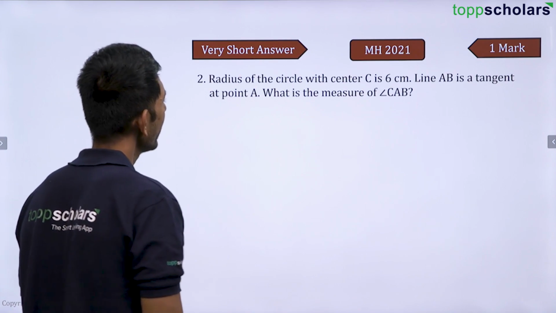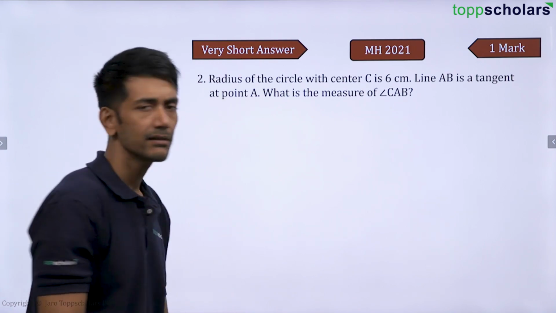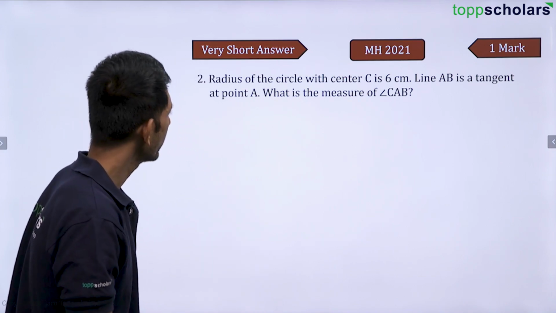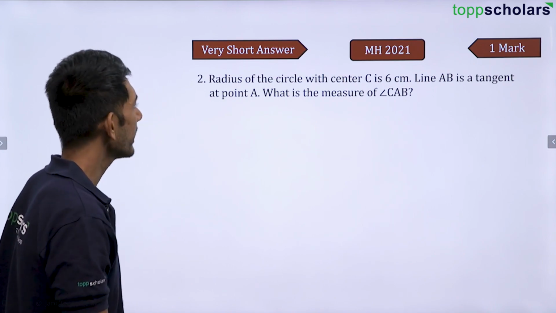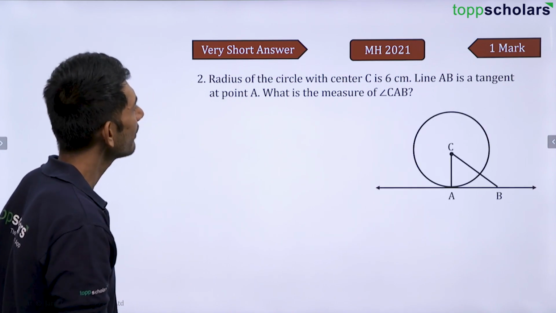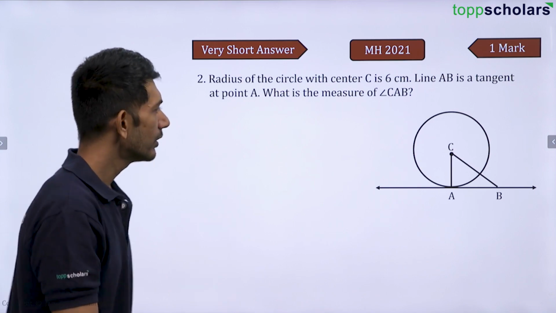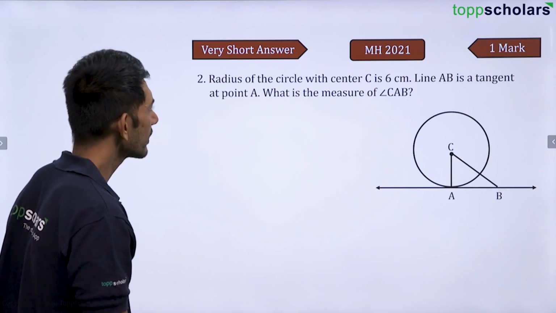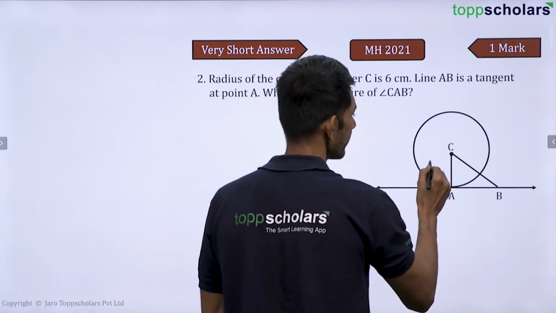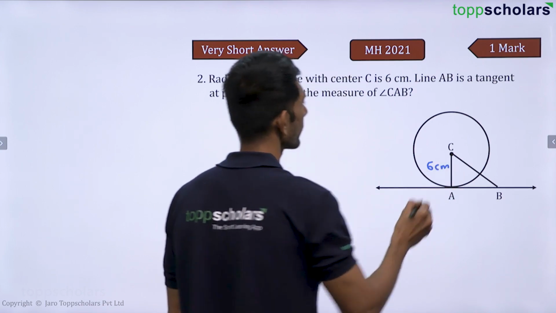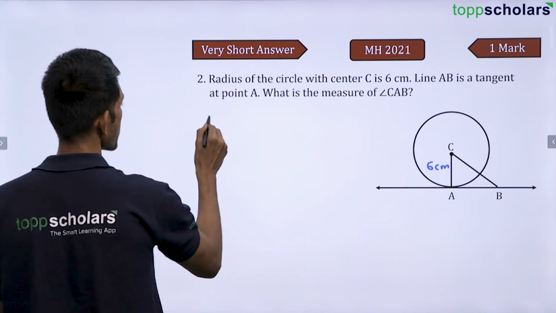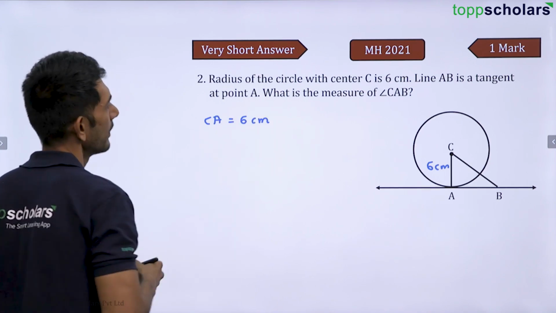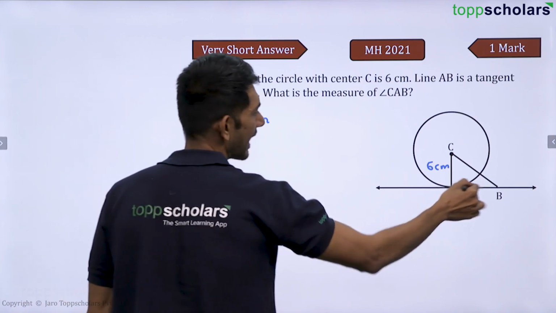It says the radius of the circle with center C is 6 cm. So there is a circle with center C, the radius is 6 cm, and line AB is tangent at point A. What is the measure of angle CAB? This is not an MCQ. We're supposed to find out the measure of angle CAB. The radius is 6 cm. That means CA is given. And AB is a tangent at point A.